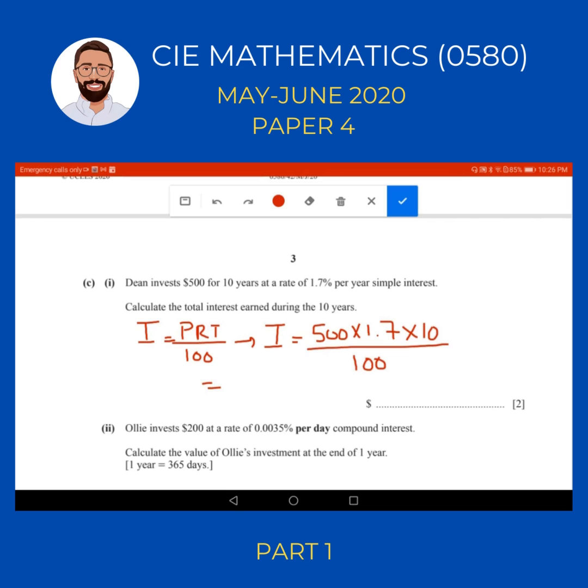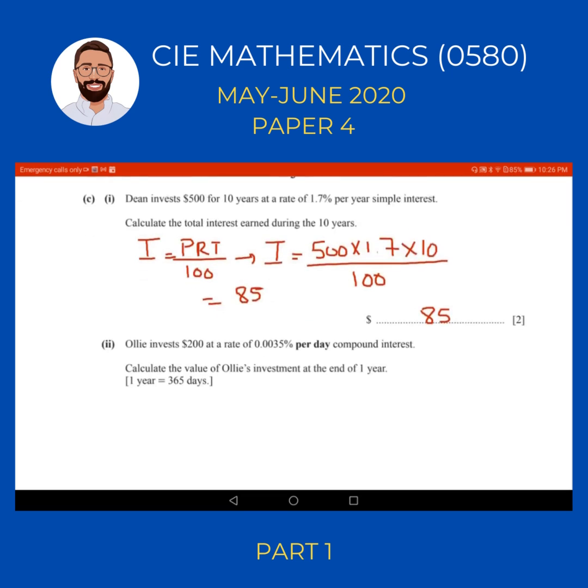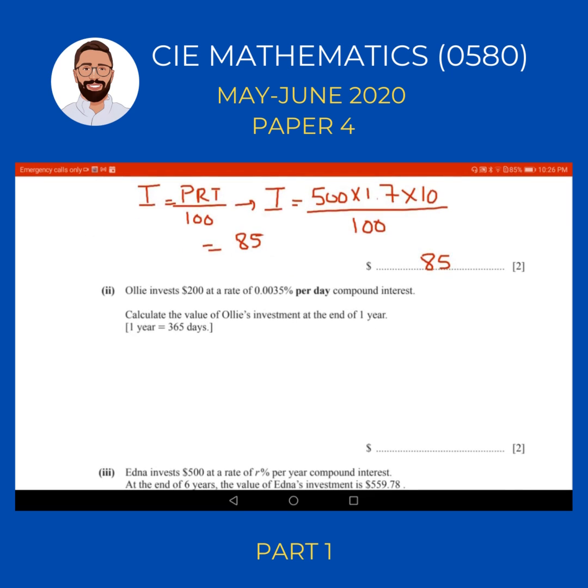So the answer would be equal to $85. So that's the interest gained. Now in part (ii), it says Oli invests $200 at a rate of 0.0035% per day compound interest. Now we need to calculate the value of Oli's investment at the end of 1 year.